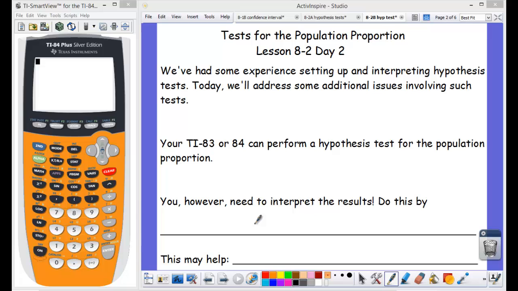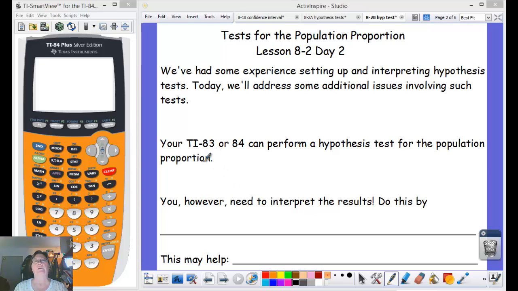Hi folks, and welcome today to Lesson 8.2. This is our second day talking about hypothesis tests for the population proportion. Yesterday we had some experience doing those tests. Today we're going to talk about some other issues that are involved with hypothesis tests.